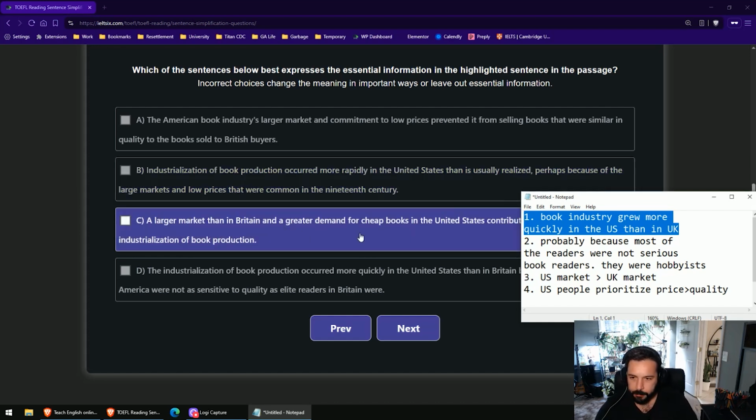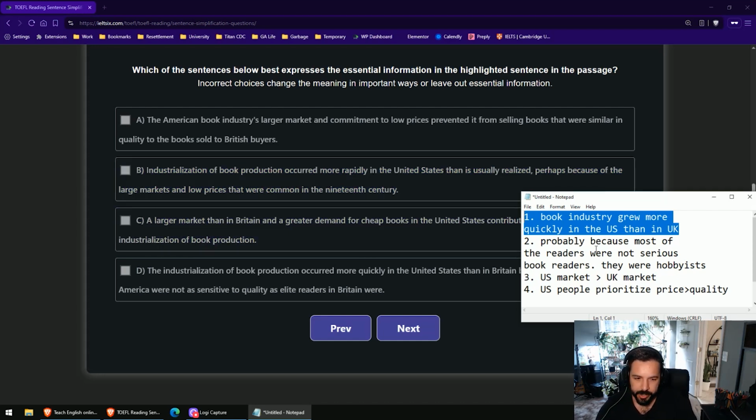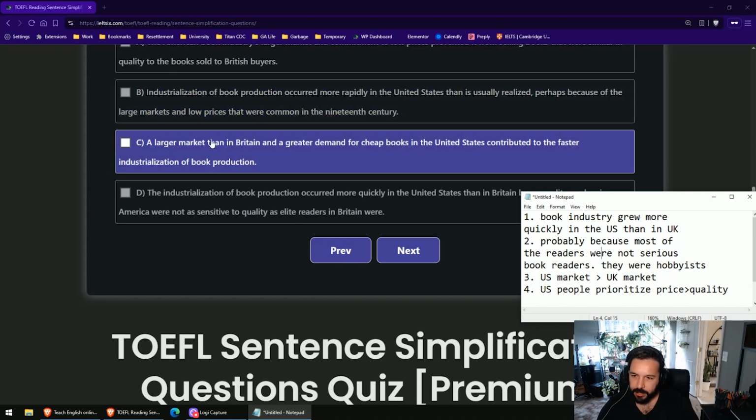Perhaps, I like that, because of the large markets and low prices that were common in the 19th century. Now, this one is grouping US and UK and the whole world actually together. That's not how we mentioned it. We said the US was actually different from the UK.